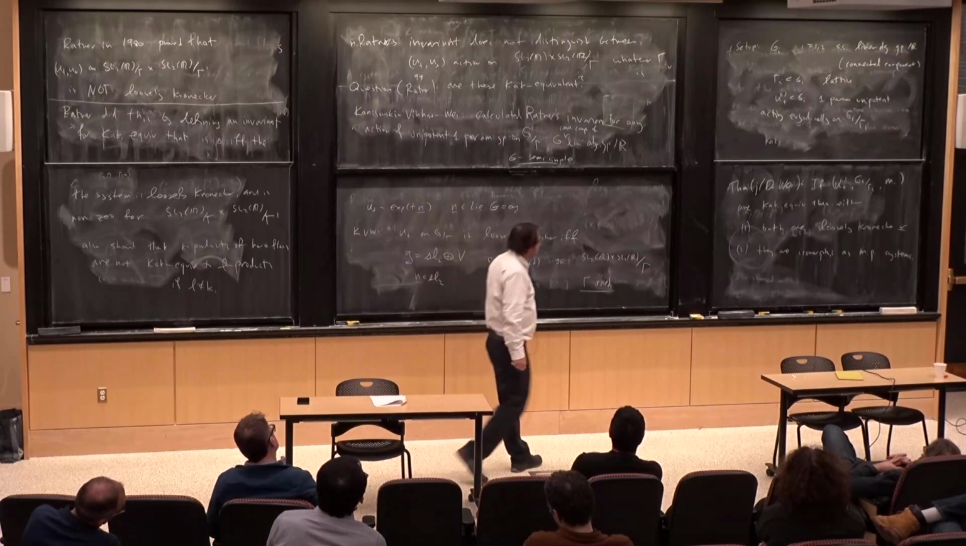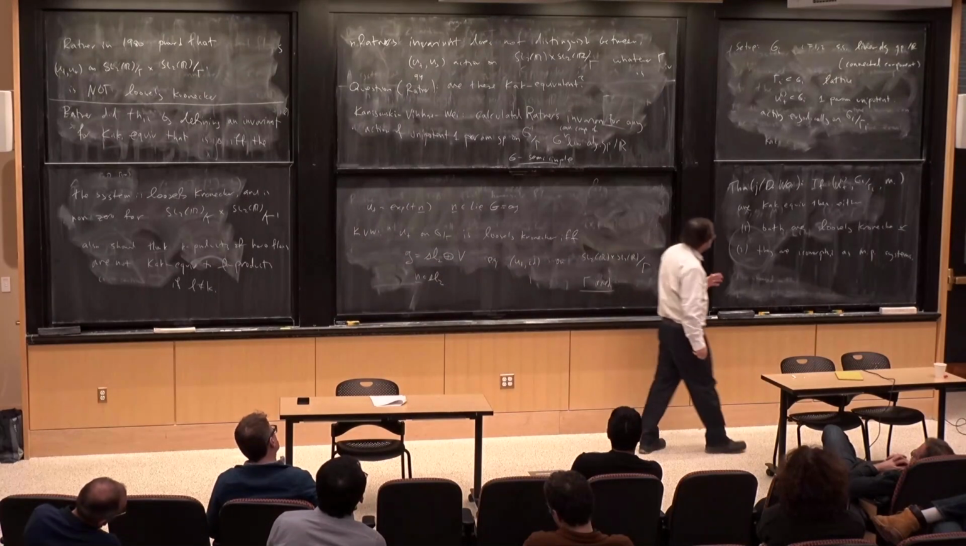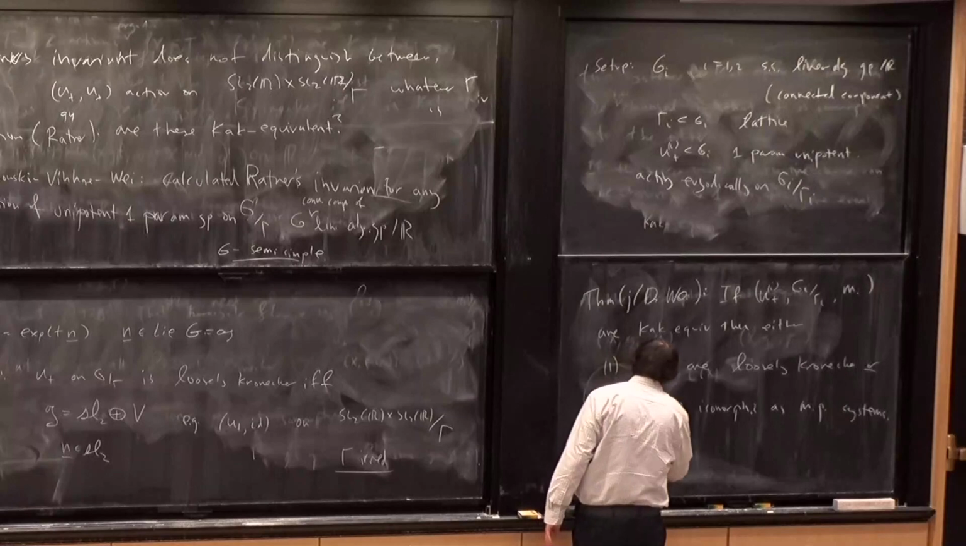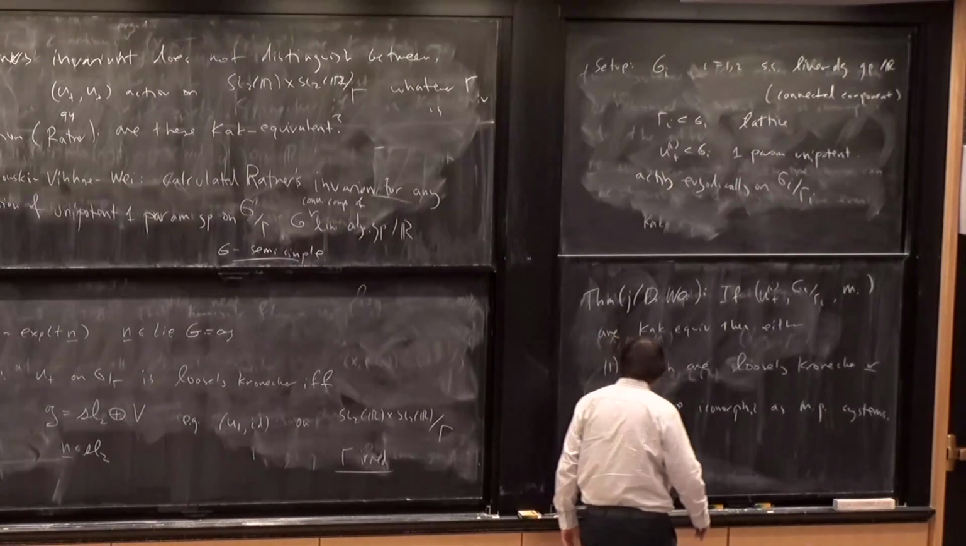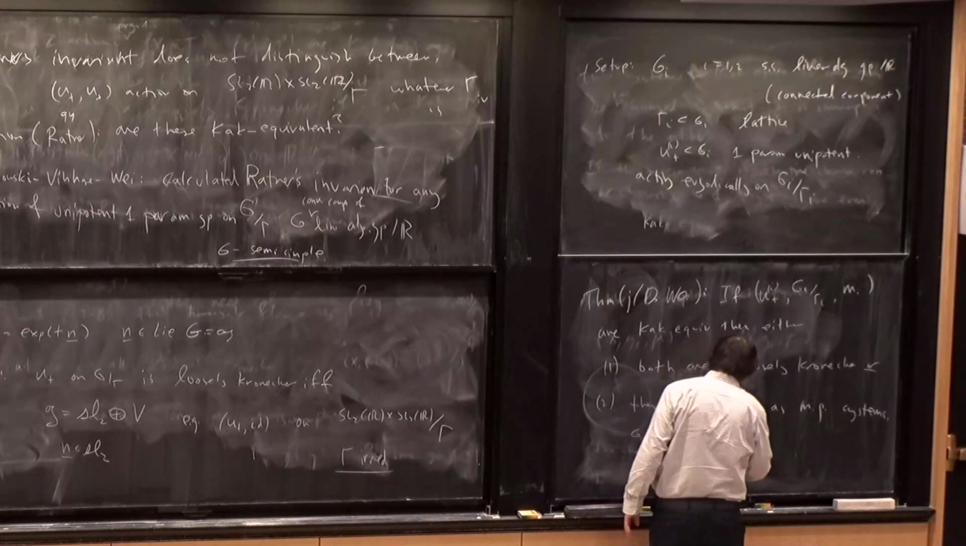And so basically this means that G1 is equal to G2. Maybe you need to make some kind of very minor assumption. Gamma 1 is a conjugate of gamma 2.